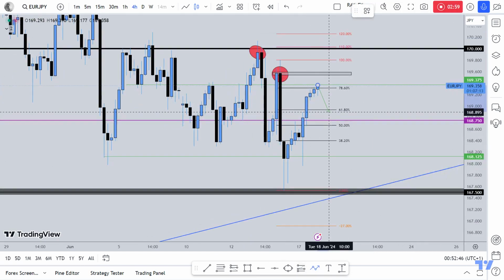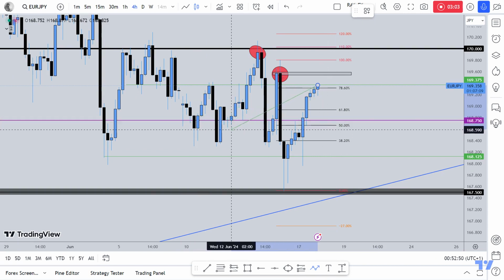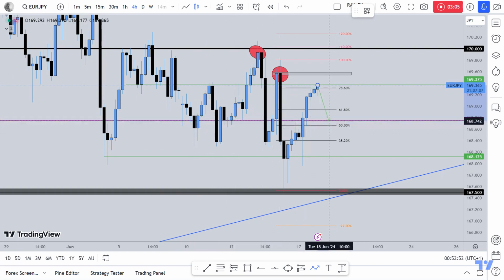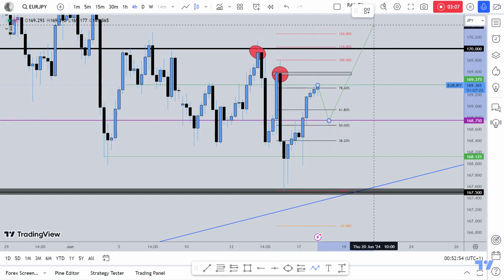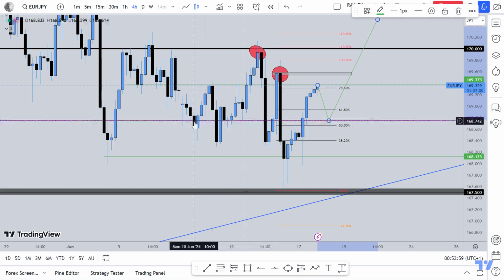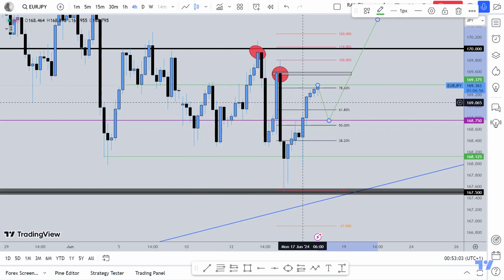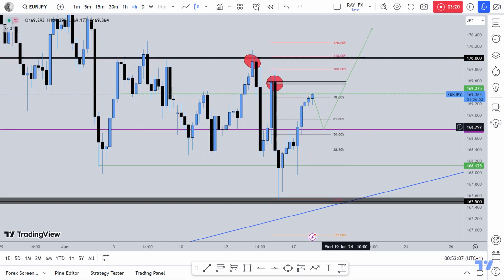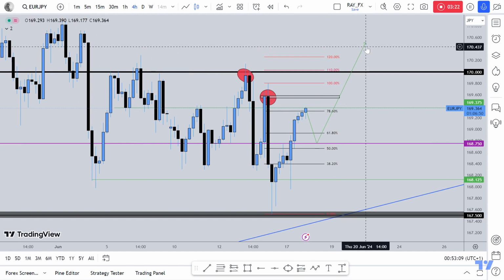Or price comes back to the 168,750 area, an area that we've been rejecting since last week, and then continues from there. Since we've seen this area tested as support, what I want to see is price come back, test it as support one more time before rallying to the upside.